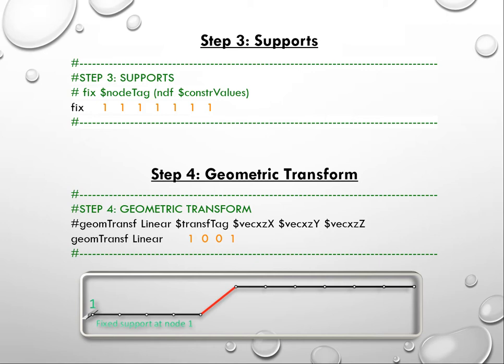Step 4, Geometric Transformation. The geometric transformation command is used to construct a coordinate transformation object, which transforms beam element stiffness and resisting force from the basic system to the global coordinate system. Available geometric transformation types are linear, delta, and corotational transformation.